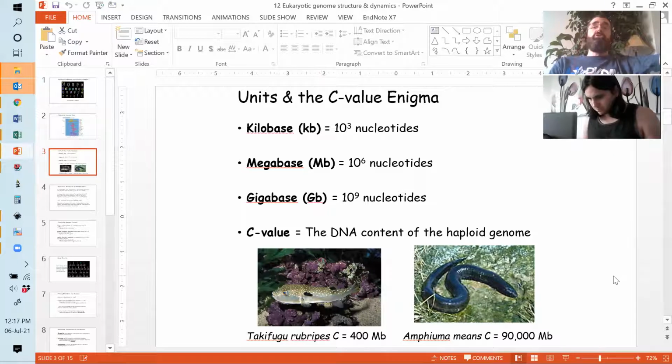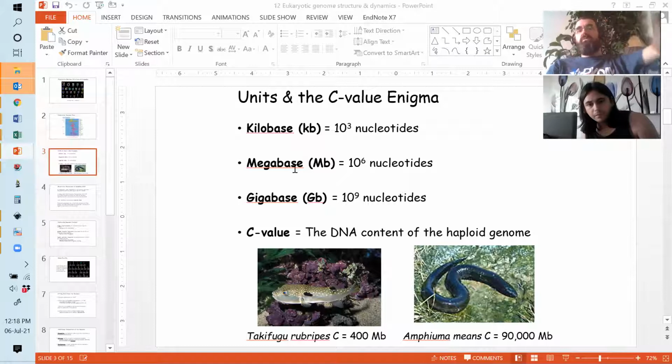But you can see there's a huge range in genome size between these two, right? From 400 megabases to 90,000 megabases. But when you look at them, there's not really any notable difference in complexity of the organism, right? It doesn't really stand out. And so that's what's called the C-value enigma, right? Basically what it means is that there's no correlation between genome size and organismal complexity. There's not even a relationship between gene number and organismal complexity.